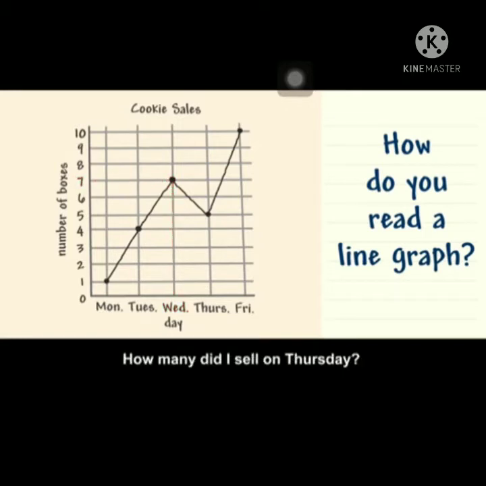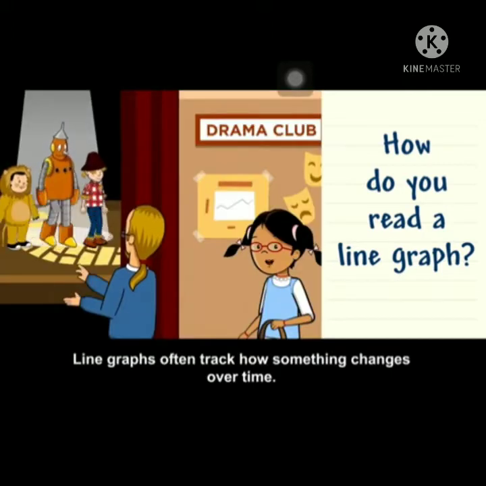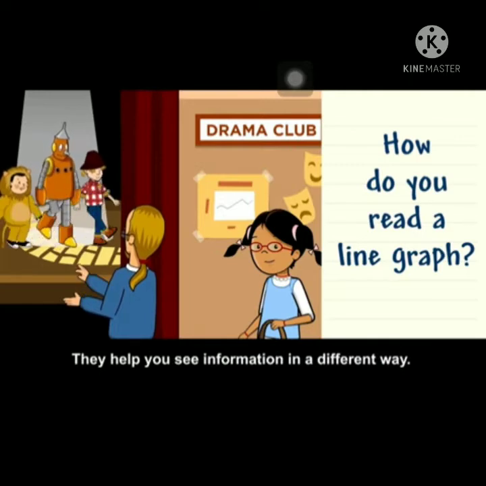How many did I sell on Thursday? I sold 5 boxes. When did I sell the most boxes? On Friday. You can tell easily because Friday's point is the highest on the line graph. Line graphs often track how something changes over time. They can help you see information in a different way.